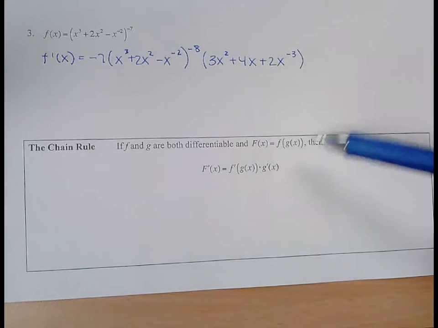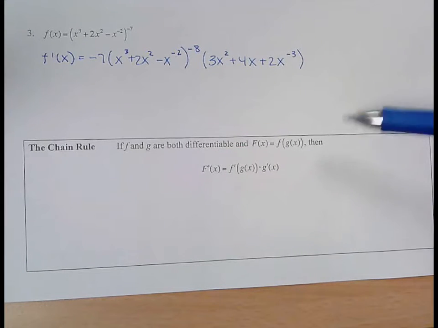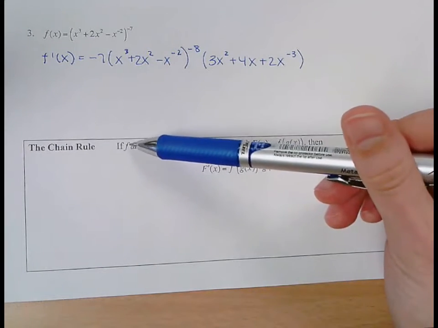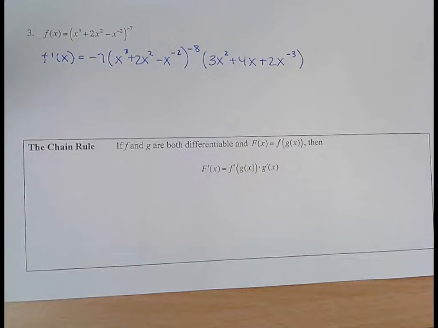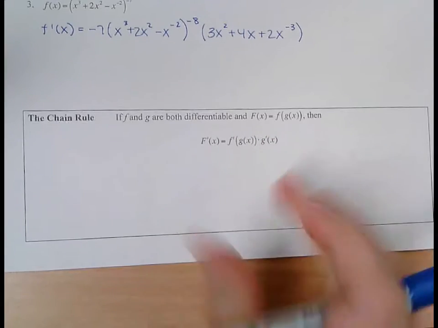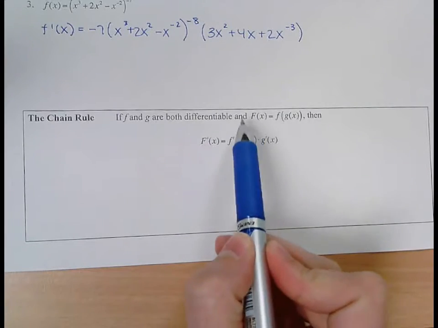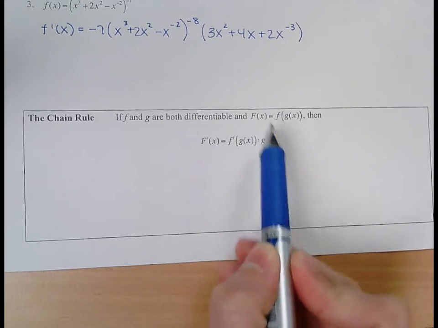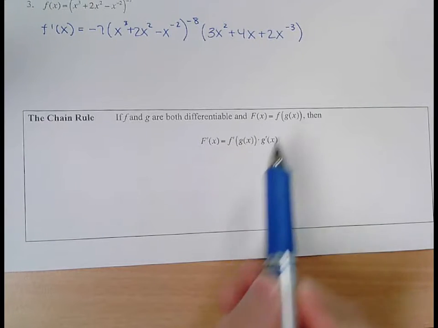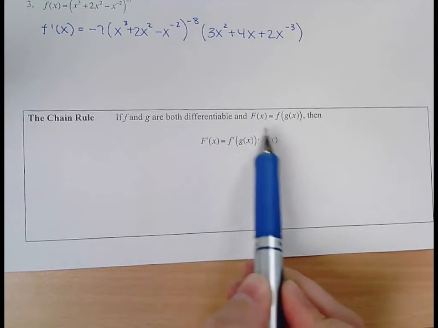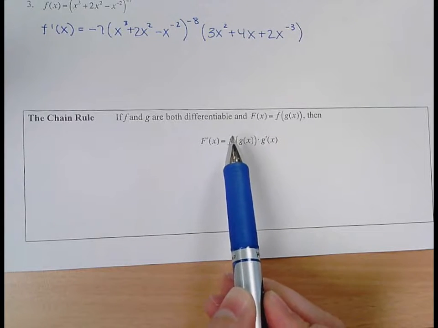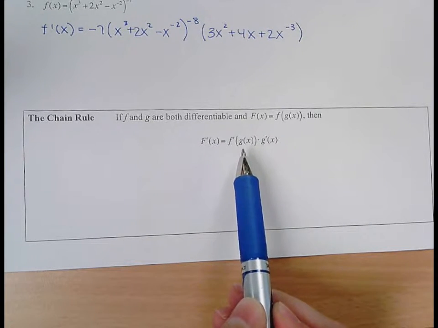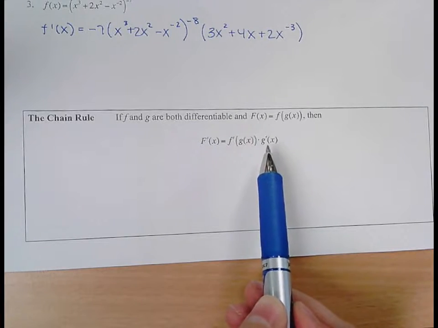Okay, so this is how it's formally written. As long as f and g are both differentiable, meaning you're able to take the derivative of both, then they're just defining a composite function f of g of x. Then this is the notation for the derivative. So it's written as f prime of g of x times g prime of x.